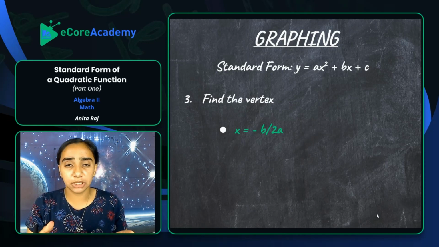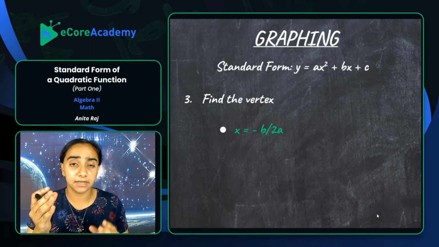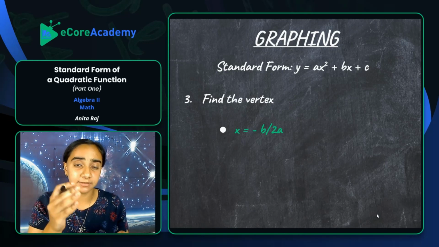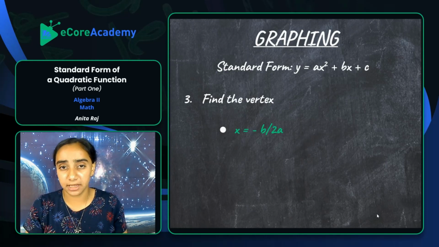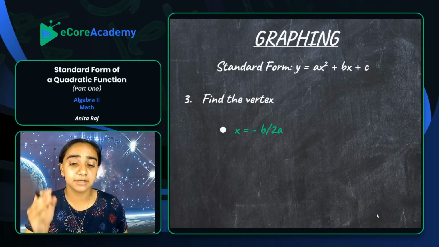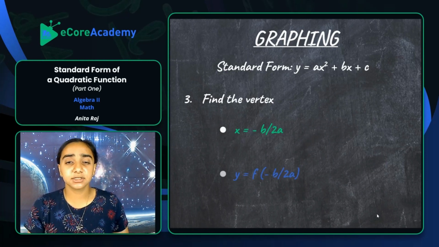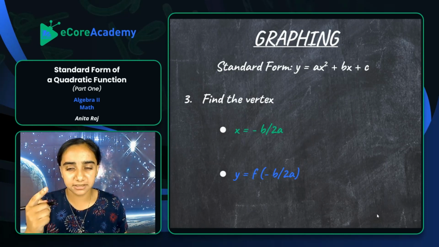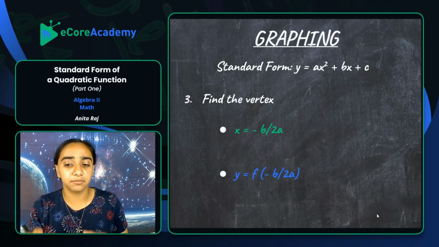So you just take your standard form, and then you take the b value, you multiply it times negative 1, then you divide that by the quantity of 2 times whatever your a value is, and you should be able to get it. Just memorize x equals negative b over 2a. Next, you might be wondering, how do I find the y value? Well, if you're trying to reason, you might have already guessed this. y is going to be f of negative b over 2a.